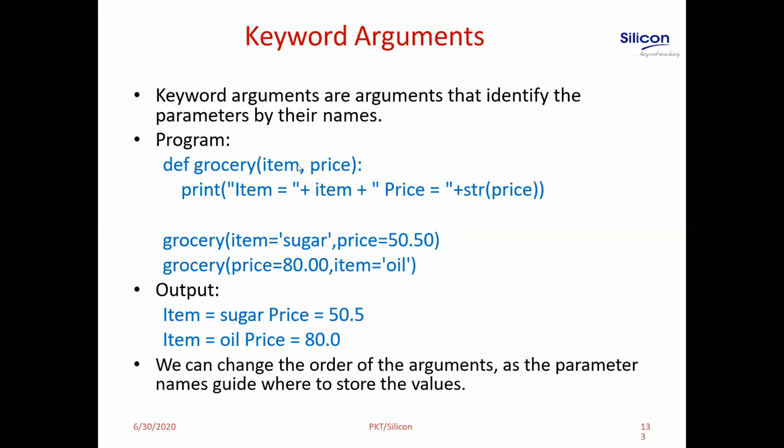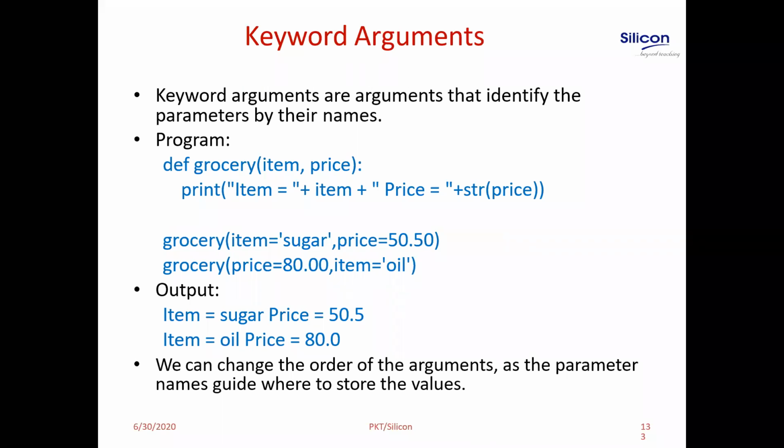So price matches with the price, and this value will go over here. Item matches over here. So either you pass the arguments in the order in which you have defined them, or otherwise you may pass them by defining the keyword. The parameter name has to be written. Now, if you are using the parameter name, you can pass in any order. Correct? So we can change the order of the arguments as the parameter name guides where to store the values. The value will be stored according to the parameter that you are passing in the function.